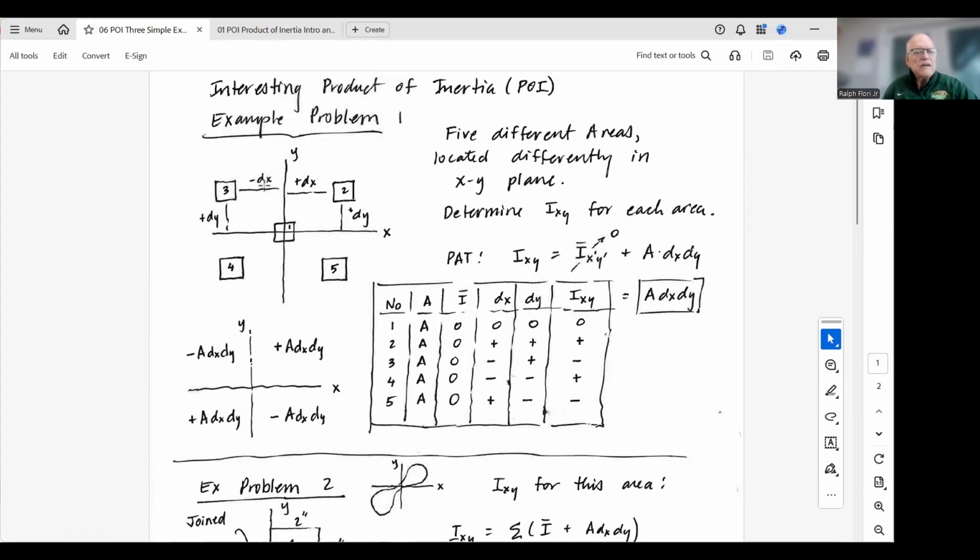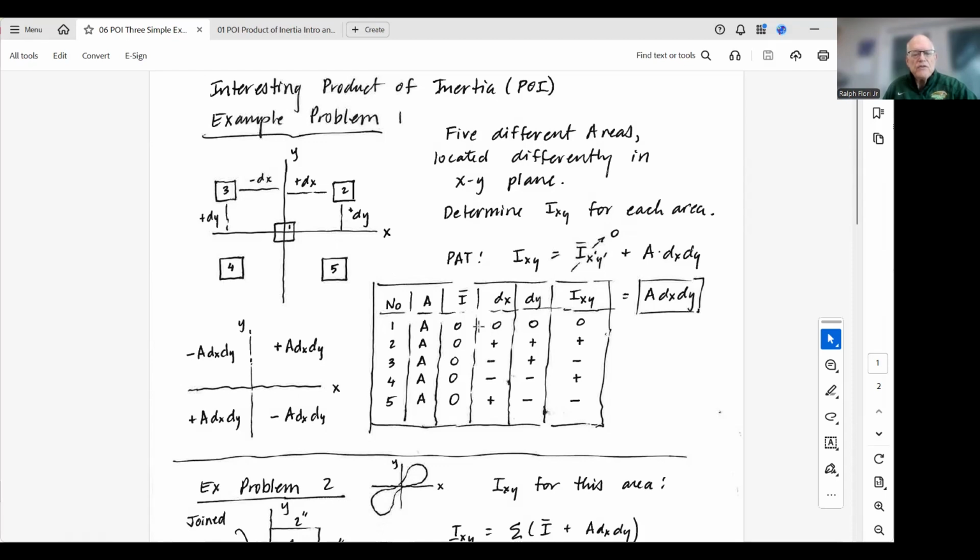For area 3, dx is measured from the y-axis to the area, so it's negative. dy is measured from the x-axis to area 3, so it's positive. For area 4, the dy is measured from the x-axis down to 4, so dy is negative. And for area 4, dx is measured from the y-axis to 4, so it's a negative dx. And then finally for 5, the dx is measured from the y-axis to 5, so it's a positive dx. And the dy is measured from the x-axis down to 5, so it's a negative dy.